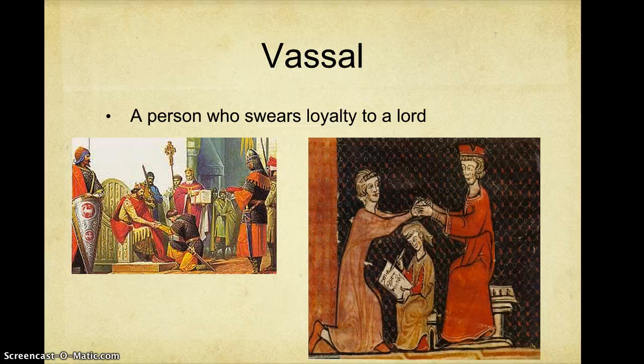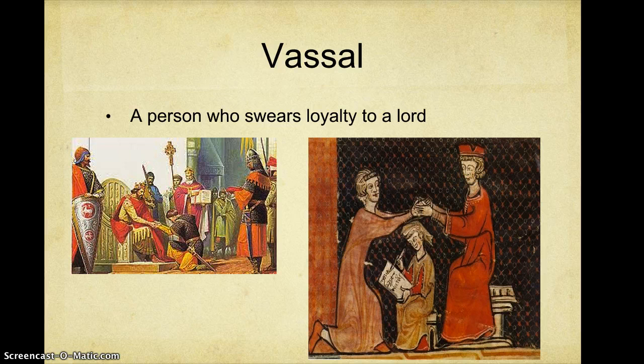And finally, we have a vassal, who is a person who swears loyalty to a lord. Usually a vassal would be a knight. Remember, lords always need someone to be loyal to them, especially knights, to help them protect the people that are on their property. So it's very important for lords to get as many vassals as possible to really help protect their area. Usually in return for loyalty, a vassal would later be rewarded with some land and then they could become a lord themselves. So don't forget, vassal, person who swears loyalty to a lord.